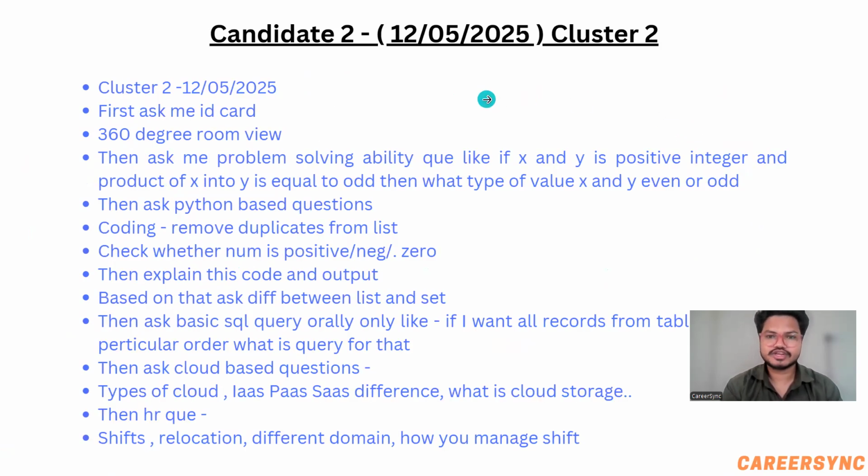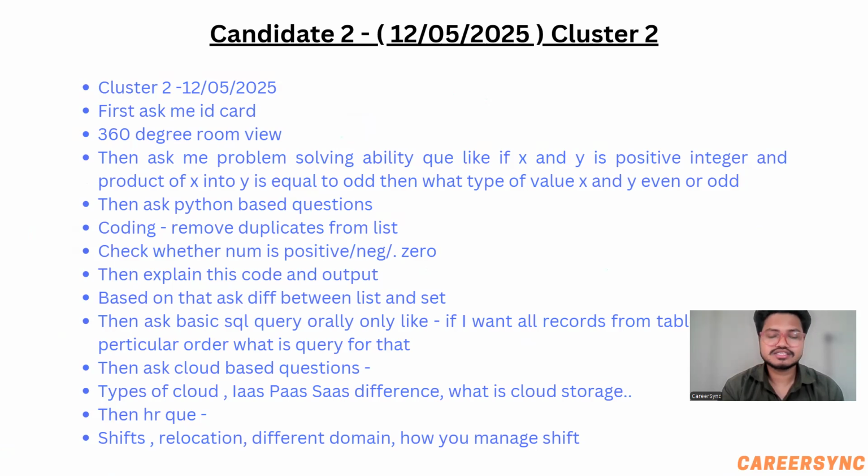Now, it is also very important, so don't miss this. First, they asked me to show my ID card and a 360-degree room view, because many are taking help from their friends and family. Then they asked me a problem-solving question: if x and y are positive integers and the product of x into y is odd, then what type of values are x and y, even or odd?